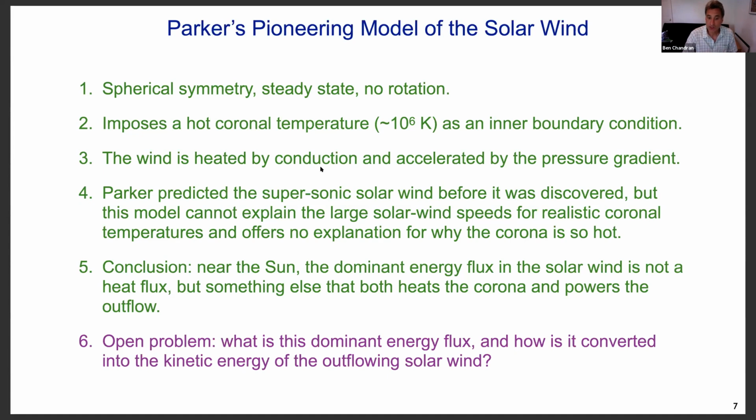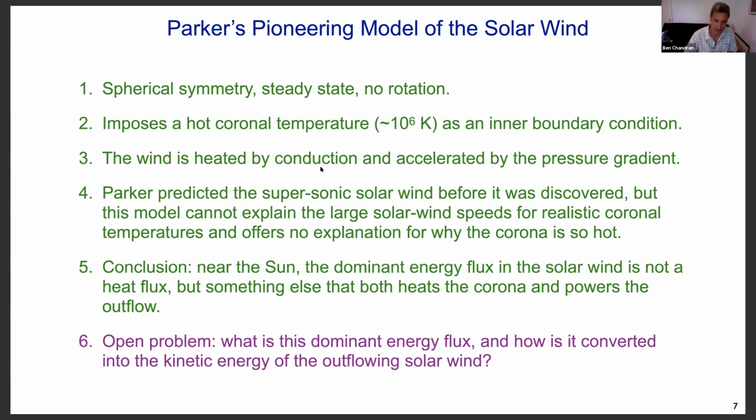A conclusion that was reached by Parker as well as others coming out of these early models is that near the sun, the dominant energy flux in the solar wind is not a heat flux, but something else, something that heats the corona and also powers the outflow up to those very rapid speeds. An open problem that has been a focus of the community for the last several decades is what is this dominant energy flux and how is it converted into the kinetic energy of the outflowing solar wind?